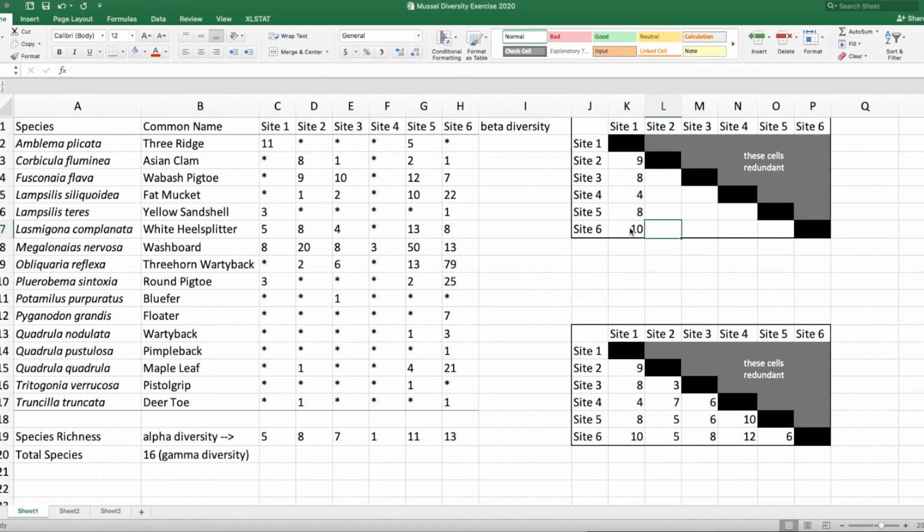And looking down below, I've got all the data filled in for the entire matrix here. So if folks want to walk through that, you can double check. And just one last comparison. Let's double check site 6 to site 5. 1, 2, 3, 4, 5, 6. And that beta diversity score is 6.